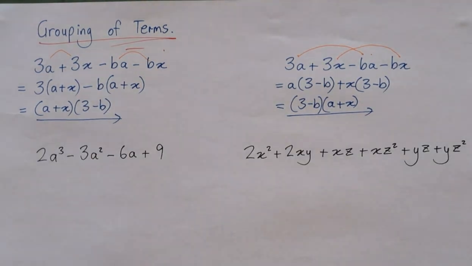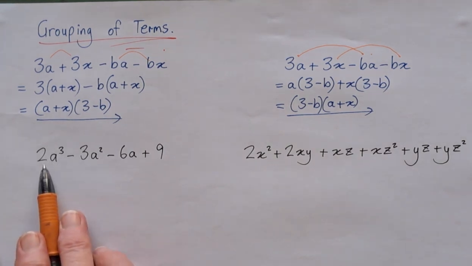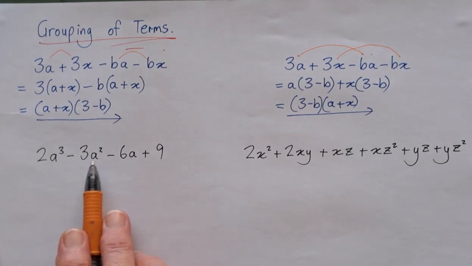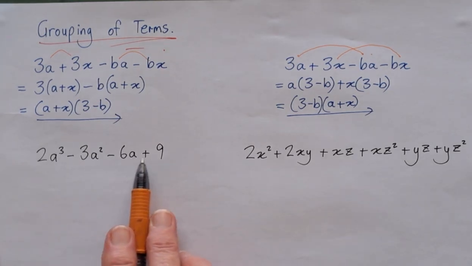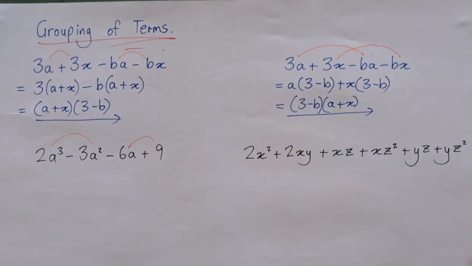Let's have a look now at another example that's got 4 terms. And wherever possible, we try to do first and second, third and fourth. So if we look here, we'd be able to take out a common factor of a squared. There the common factor isn't as obvious. I'll get to that as we work through it.